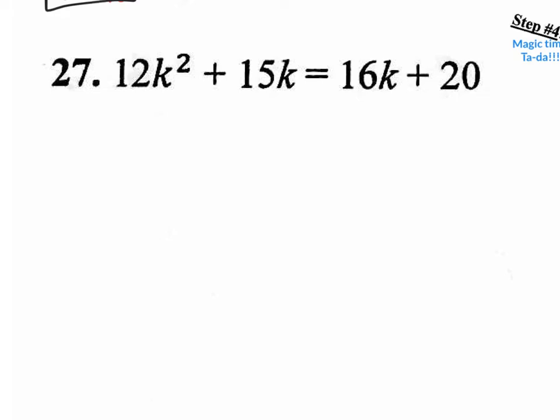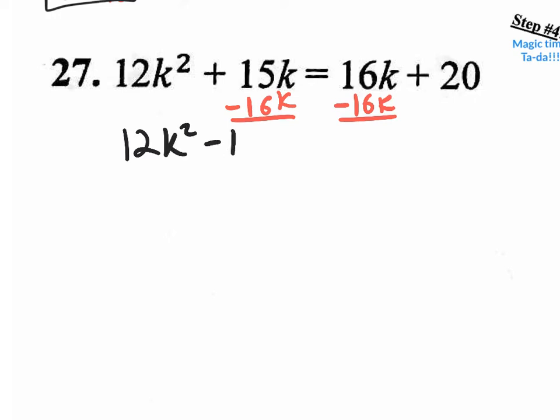So we're solving an equation here. You want to set it equal to 0. So I would subtract 16k, which you could actually do right there. You're going to have a new 12k squared minus 1k equals, I still have 20, right? Those guys canceled, but the 20 is still there. So let me get rid of that 20 by subtracting 20, subtracting 20.